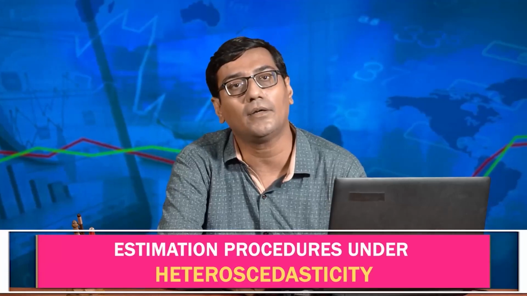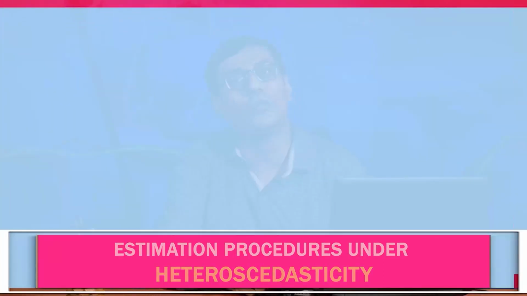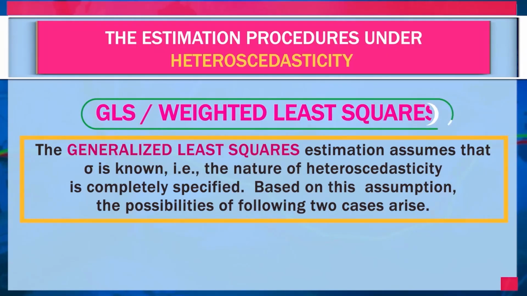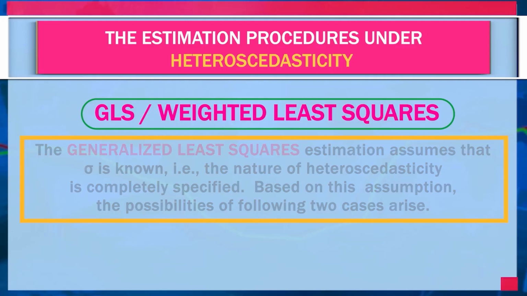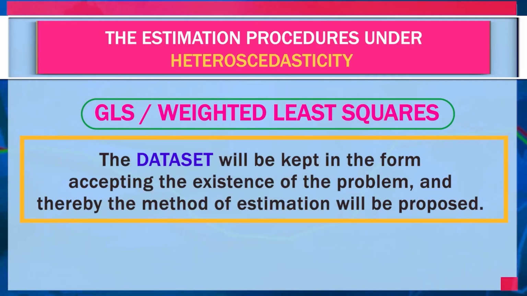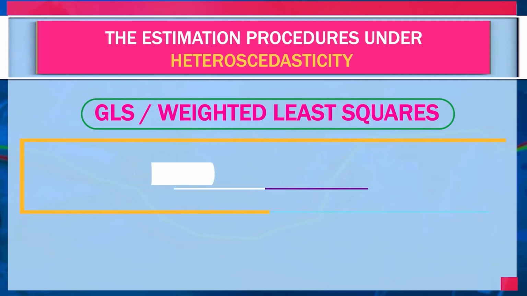And this calls for the estimation procedures under heteroscedasticity. So actually we propose to go for generalized least squares or weighted least squares instead of ordinary least squares. This generalized least squares is based on a weighting mechanism which is added on the residuals to take care of the problem. It's not that the problem will be eliminated or the data set will be thrown away. The data set will be kept, accepting the existence of the problem, and thereby the method of estimation will be proposed.